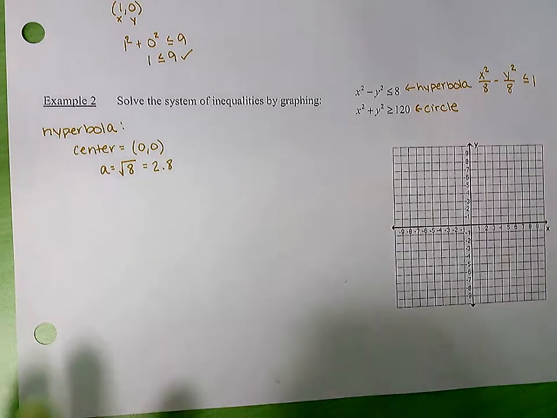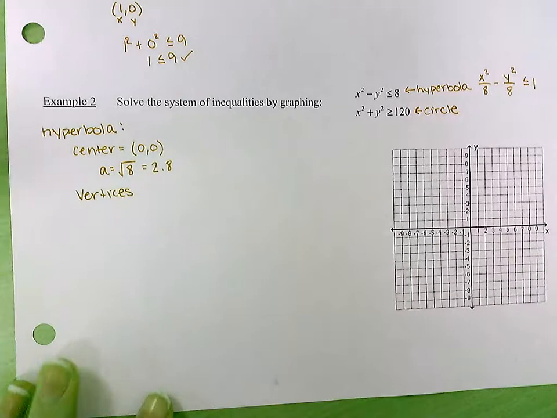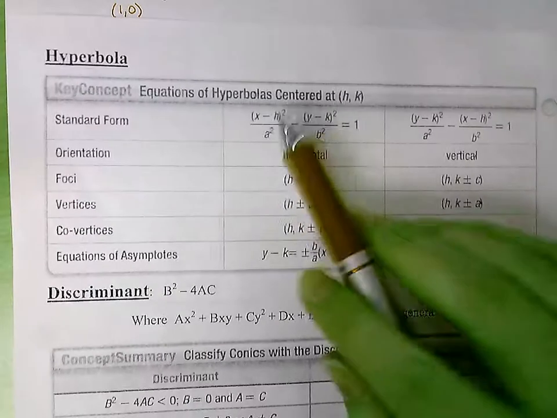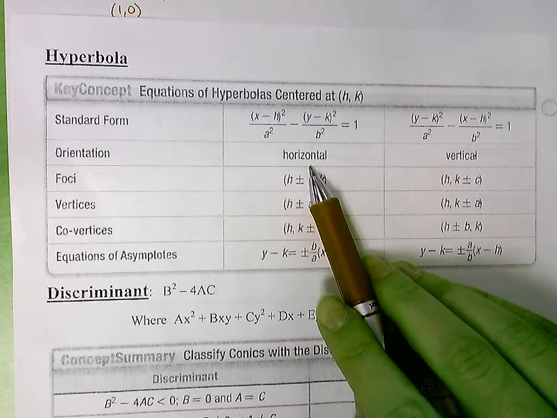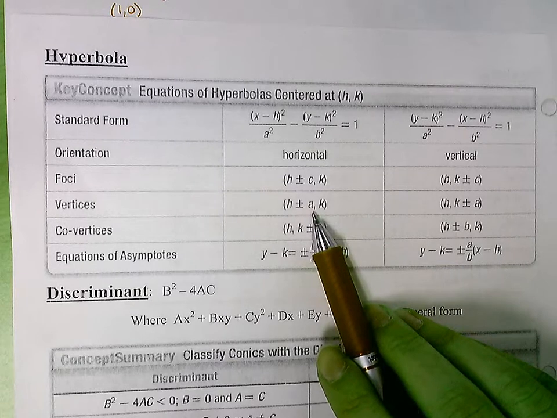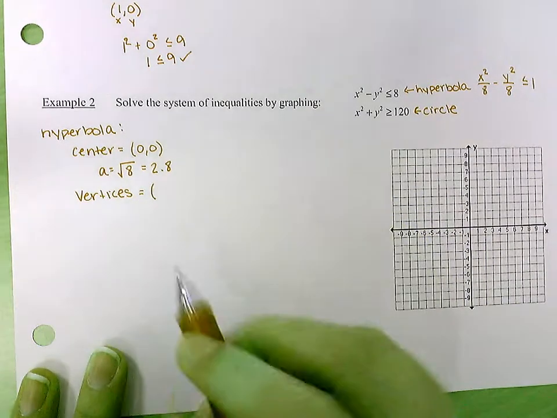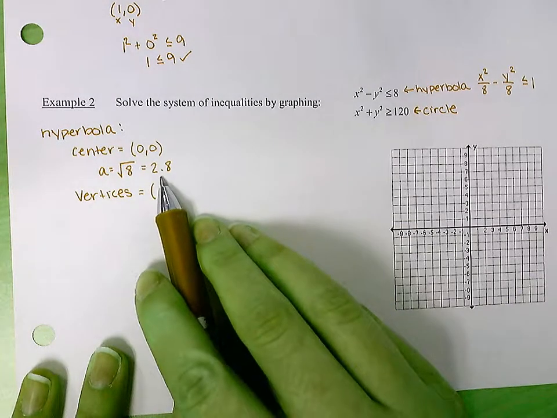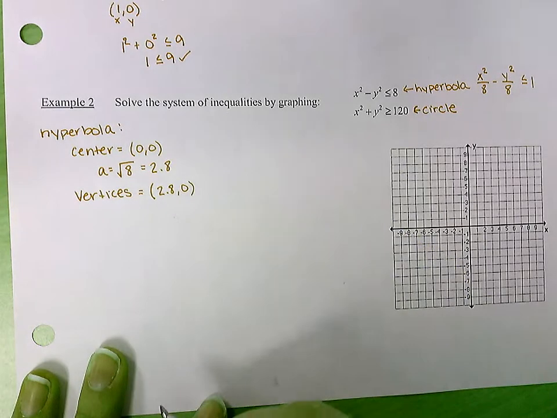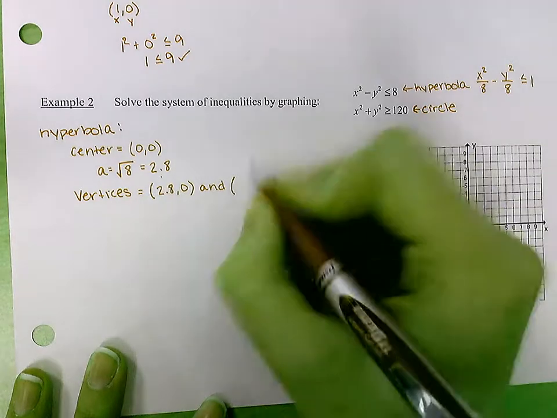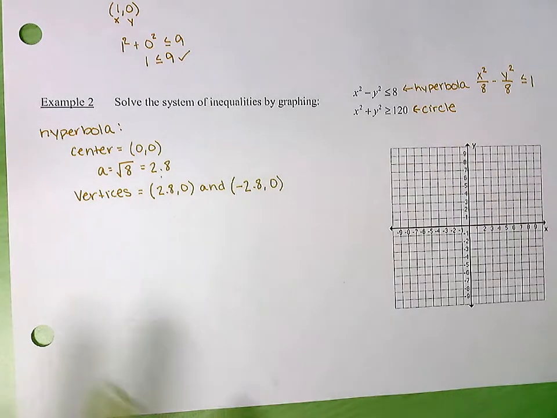Now I need to find my vertices. Since I have my chart out right here, since our x value is first over our a, this is horizontal. To find our vertices, we're going to take h plus or minus a to get that x value. So our h value is 0 plus 2.8 is 2.8, and k is 0. Then take your h value again, 0, subtract 2.8 to get negative 2.8, and keep the k value the same. So these are my vertices. The other thing I need to graph a hyperbola is that asymptote slope.